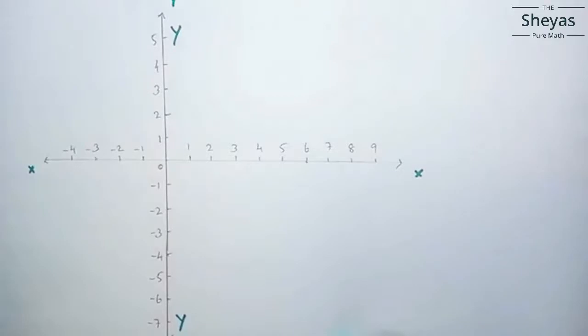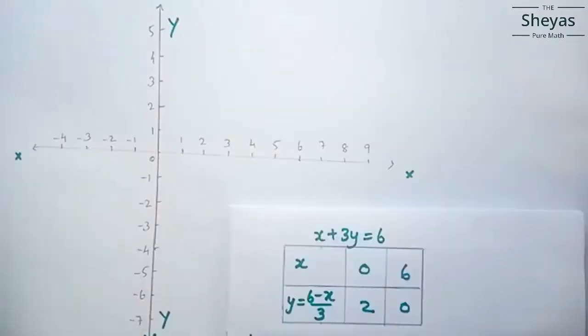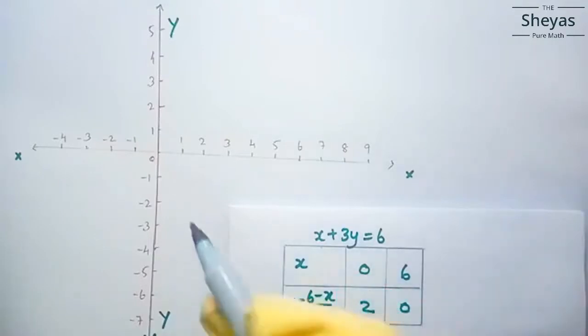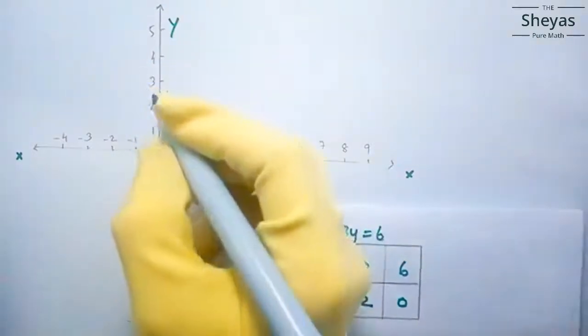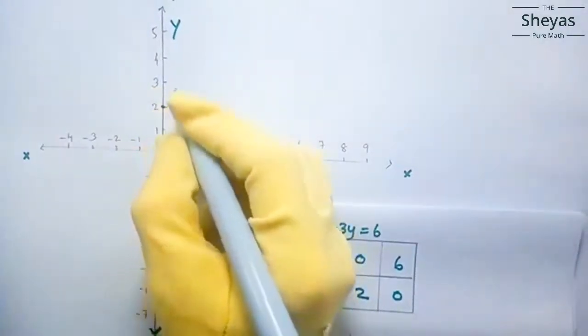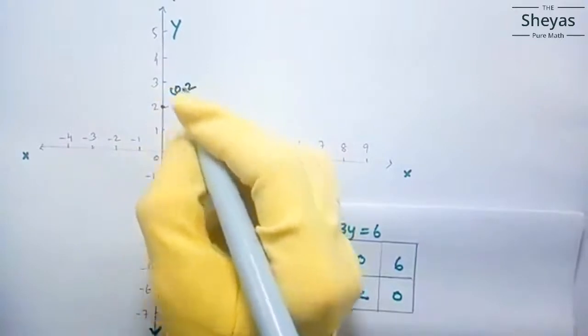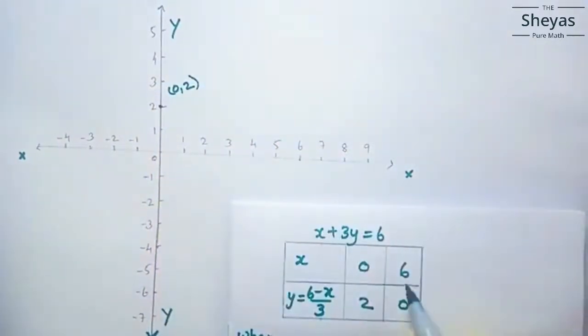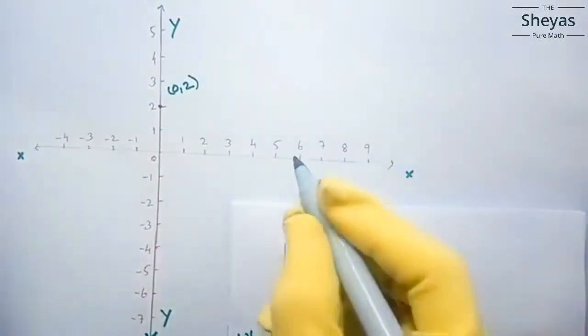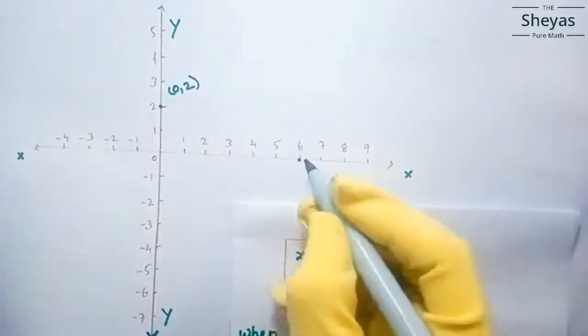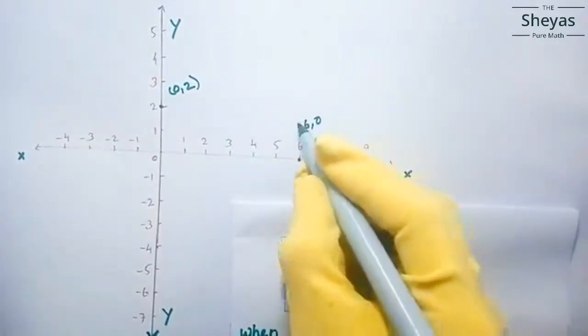That is the first linear equation. So what are the points of the first linear equation? x plus 3y is equal to 6. 0, 2. Where is 0, 2? 0, 2 is the point here. Then the next point is 6, 0. So where is 6, 0? Here, 6, 0.